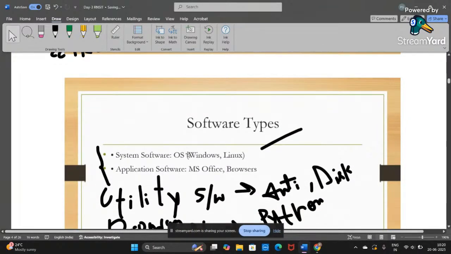Can you give any example for OS, operating system? Windows, Mac OS and Linux. We have Android. This is system software, and this is an operating system. Then iOS. These are examples for system software, mainly for OS. Examples of operating systems: Windows, Linux, Mac OS, Android, iOS.